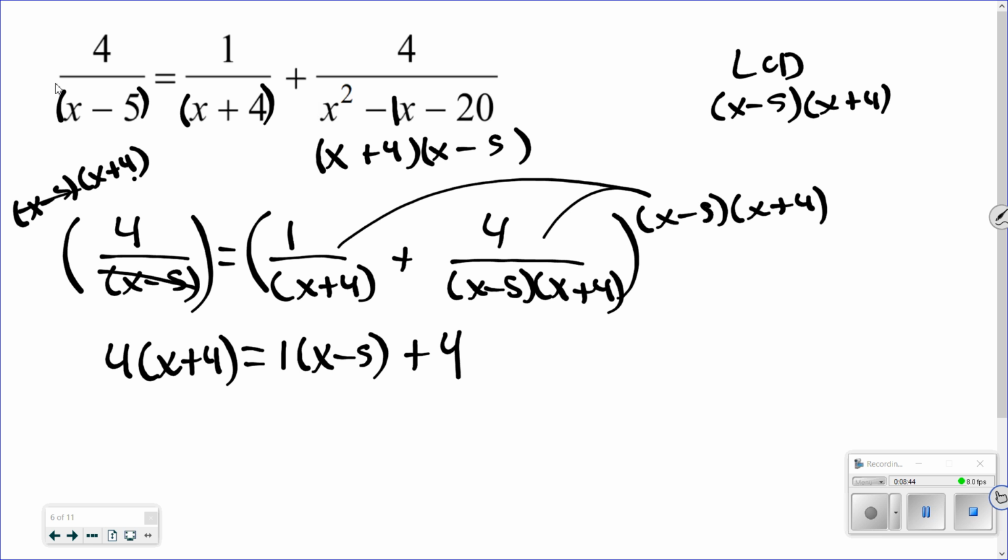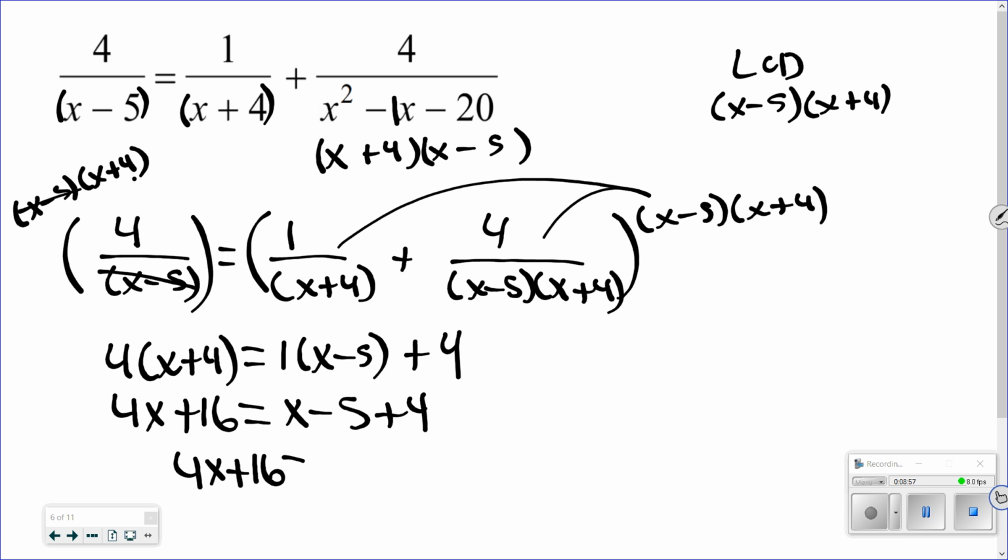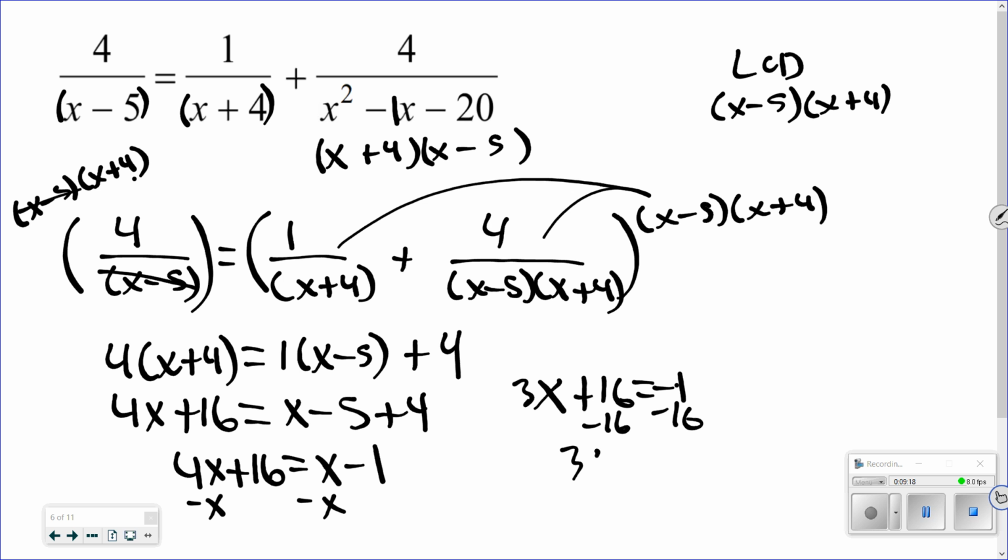Okay, go ahead and distribute. I end up with 4x plus 16 equals, distribute the 1 through, x minus 5 plus 4. So I've got 4x plus 16 equals x minus 5 plus 4 is minus 1. I'm going to minus x from both sides. Just using our problem-solving skills here. All right, 3x plus 16 equals negative 1. Minus 16 over. 3x equals negative 17. Divide by 3.